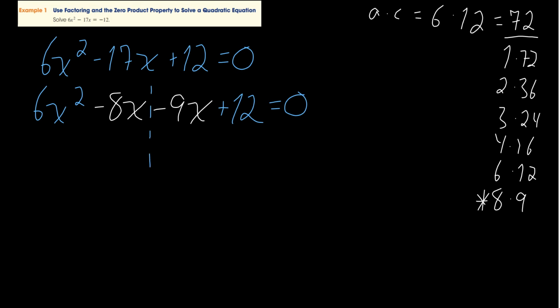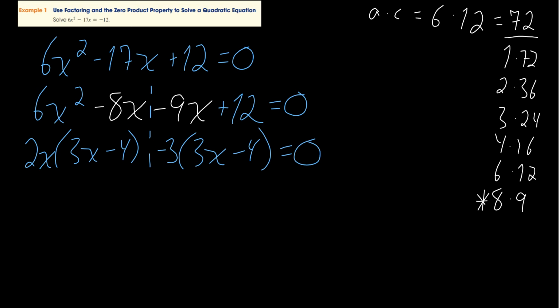Okay, so what can I factor out of the left side? It looks like I can factor out a 2x. What remains? 3x minus 4. All right, what can I factor out of the right side rather? I need to have a positive 3 and a negative 4 inside my parentheses here. So I'm going to factor out a negative 3, because if I factor out negative 3, then what remains would be a positive 3x minus 4. Exactly what I'm looking for.